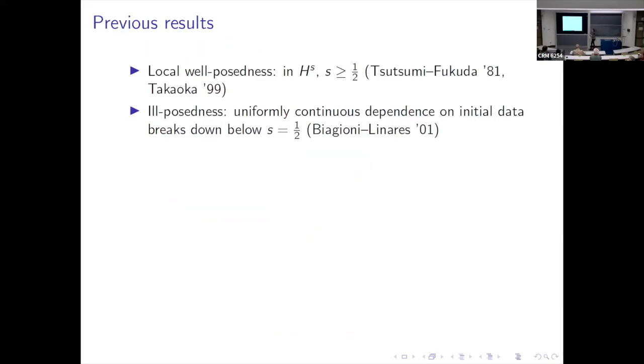Now, I want to show you what was known when we started looking at this problem. First of all, local well-posedness in H^s for s greater or equal to 1/2 has been known for quite some time. But together with that, we have an ill-posedness result. We know that uniformly continuous dependence on the initial data breaks down below s equals 1/2. So I am going to have this region where I'm not green anymore, and I don't know what I'm going to be.